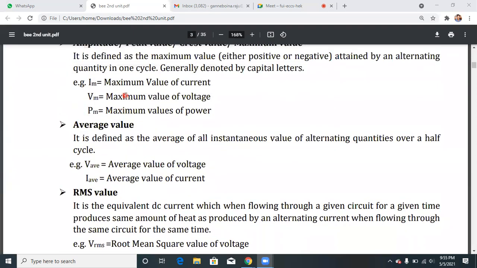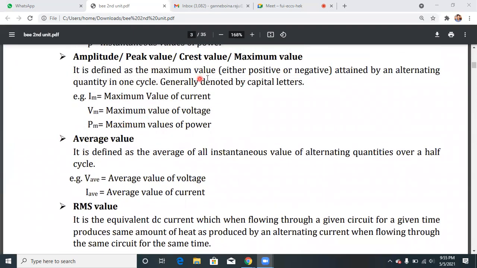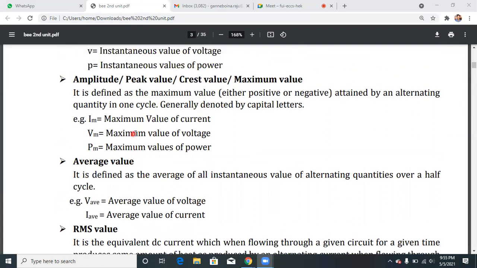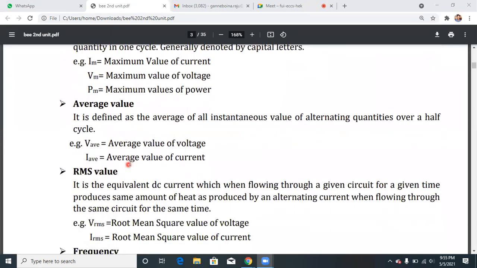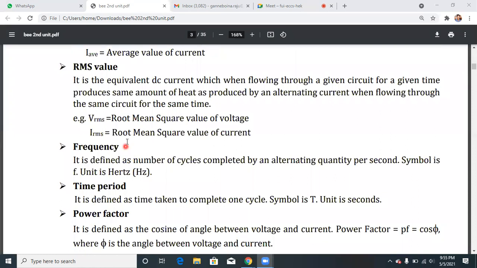So: average value, RMS value, amplitude or crest or peak value, maximum value. These three definitions are very important. We have to find the maximum value, average value and RMS value by using waveforms.